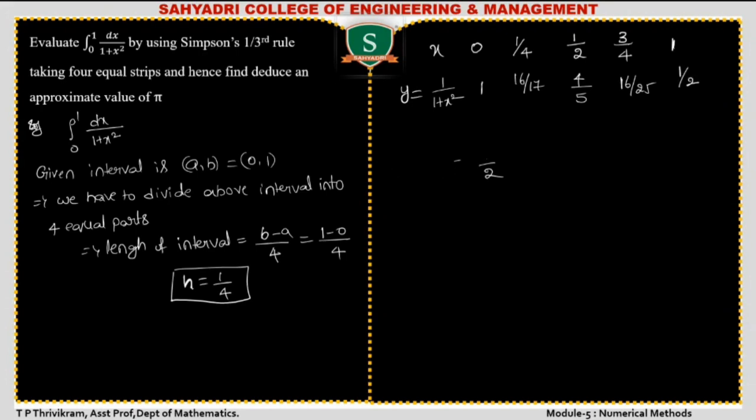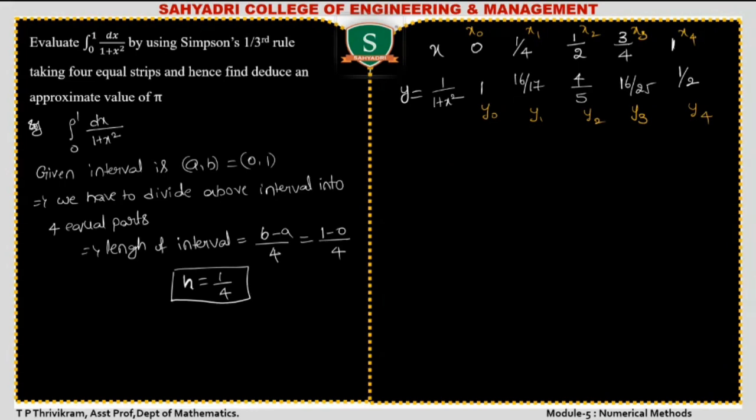Now you have to denote these values as how much? This is x0, x1, x2, x3, x4. Similarly y0, y1, y2, y3, y4. Now apply Simpson's 1/3 rule, because here n is equal to 4. This is nothing but 2 into 2, right? So it is a multiple of 2. So when it is a multiple of 2, we can apply Simpson's 1/3 rule.